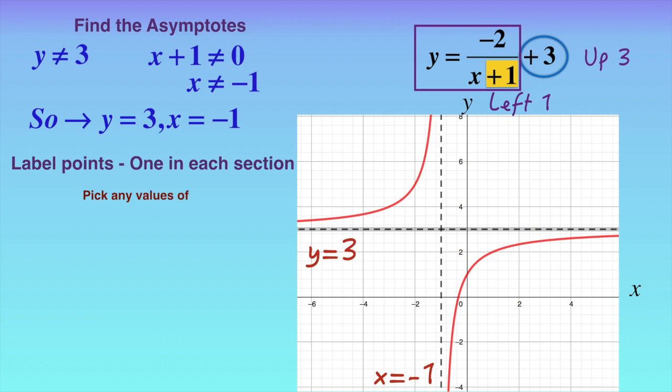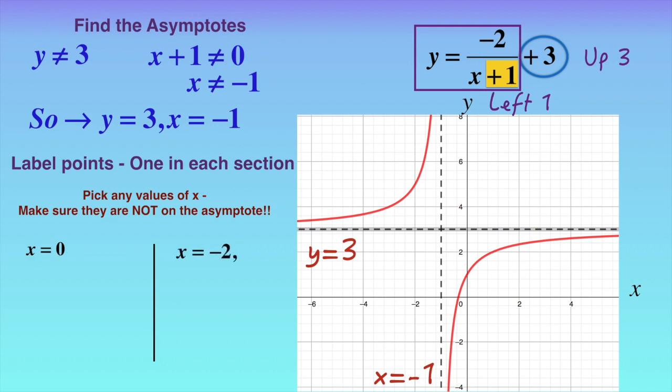Remember, it doesn't really matter which points you pick, but I'm going to pick x equals 0 because I can. And I'm going to pick x equals minus 2. If you've picked different numbers, that's fine as long as you've substituted them in correctly. And I need to find the y values of each of these x values to actually get the coordinates.